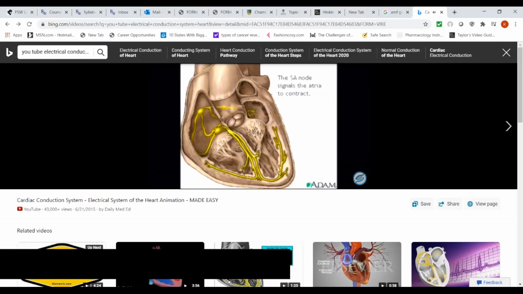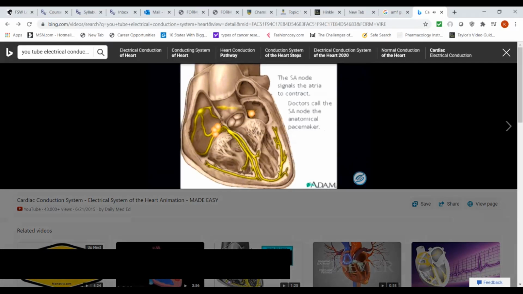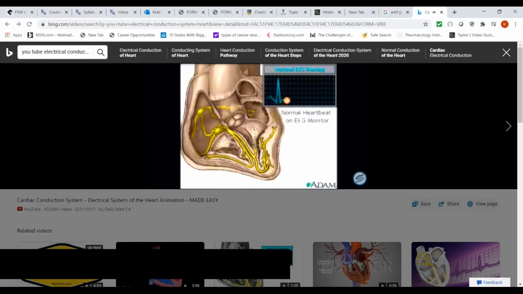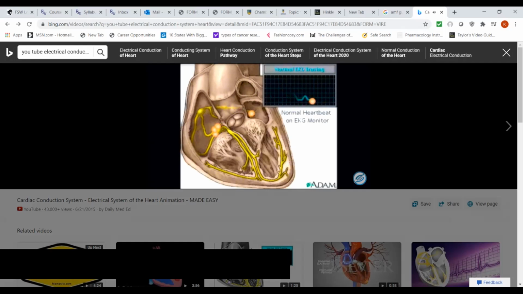The SA node starts the sequence by causing the atrial muscles to contract. That's why doctors sometimes call it the anatomical pacemaker. From there, the signal travels to the AV node, through the bundle of His, down the bundle branches, and through the Purkinje fibers, causing the ventricles to contract. This signal creates an electrical current that can be seen on a graph called an electrocardiogram, or EKG. Doctors use an EKG as a way of seeing how well the cardiac conduction system works. Any changes to the EKG can mean serious problems.